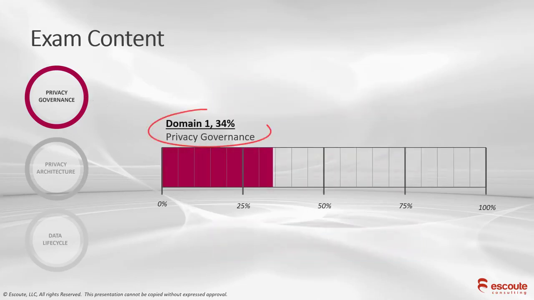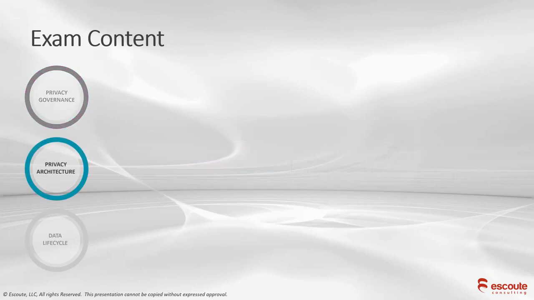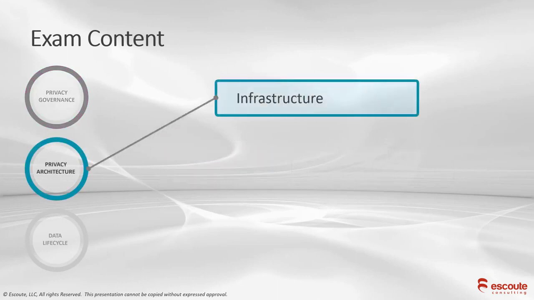In this exam, you can expect about 34% of the questions to come from privacy governance. The second domain is privacy architecture. Again, we have three areas here. The first is infrastructure, where we talk about things like technology stacks, cloud services, endpoints, remote access, and system hardening.